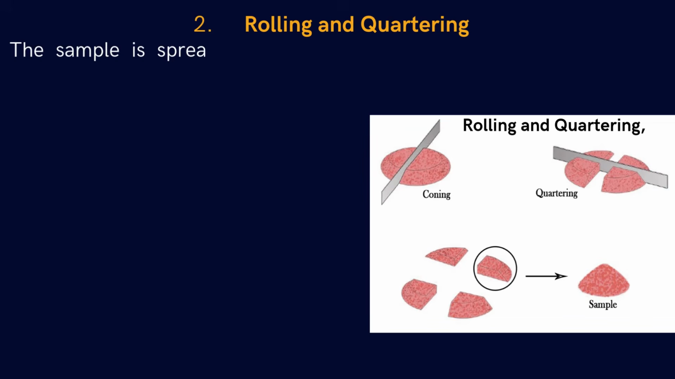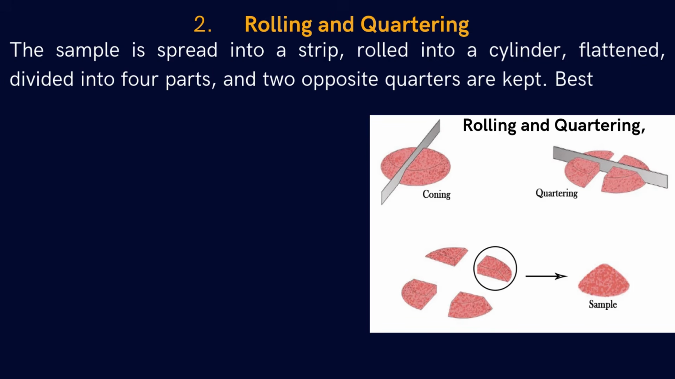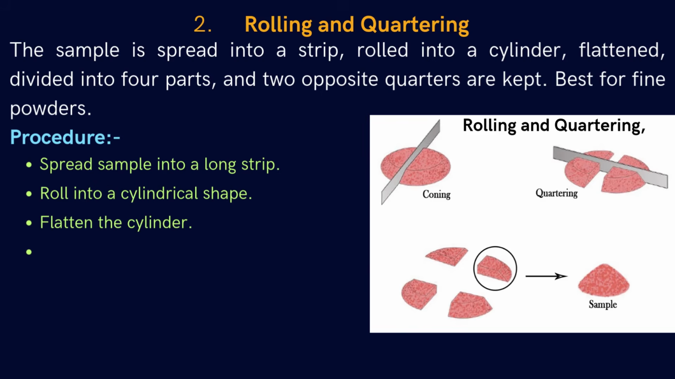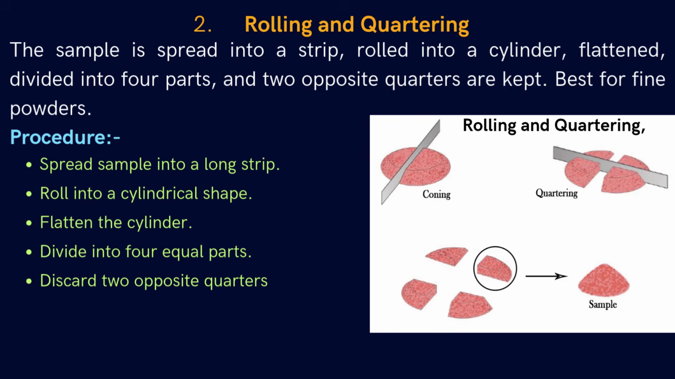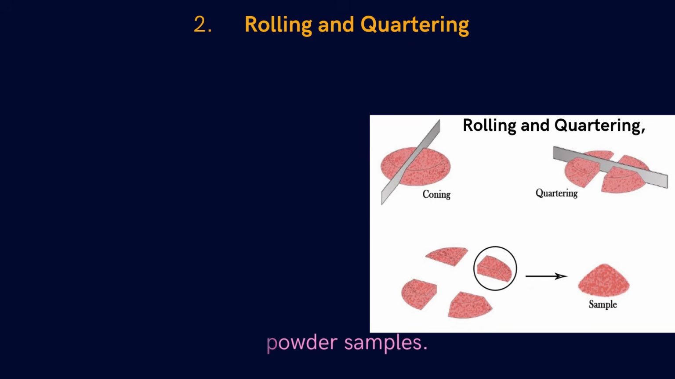Second one is rolling and quartering. Here, the sample is spread into a strip, rolled into a cylinder, flattened, divided into 4 parts, and 2 opposite quarters are kept. Best for fine powders. Procedure: spread sample into a long strip. Roll into a cylindrical shape. Flatten the cylinder. Divide into 4 equal parts. Discard 2 opposite quarters and keep the rest. Examples: fine or sticky powder samples.